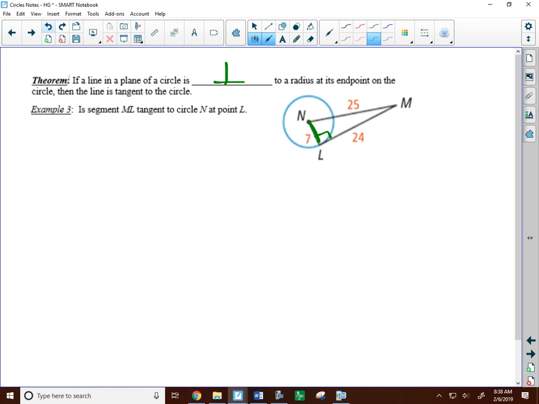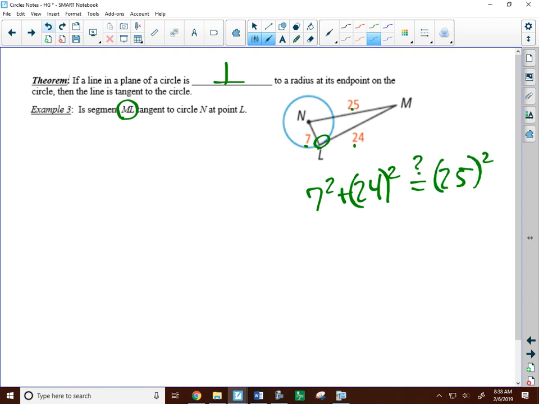You're trying to decide: is segment ML tangent? Is it a tangent line? It will be if this is a right angle, because I have a radius there. And that will be a right angle if this is a right triangle. And I can check if it's a right triangle by putting it in the Pythagorean theorem. There's a question mark here, because I don't know that they're equal yet. Technically you have to write a question mark there, but I wouldn't count off if you didn't.